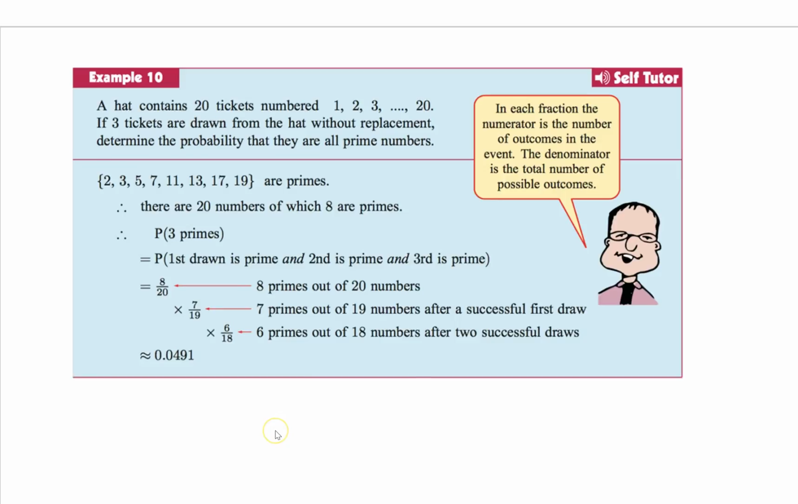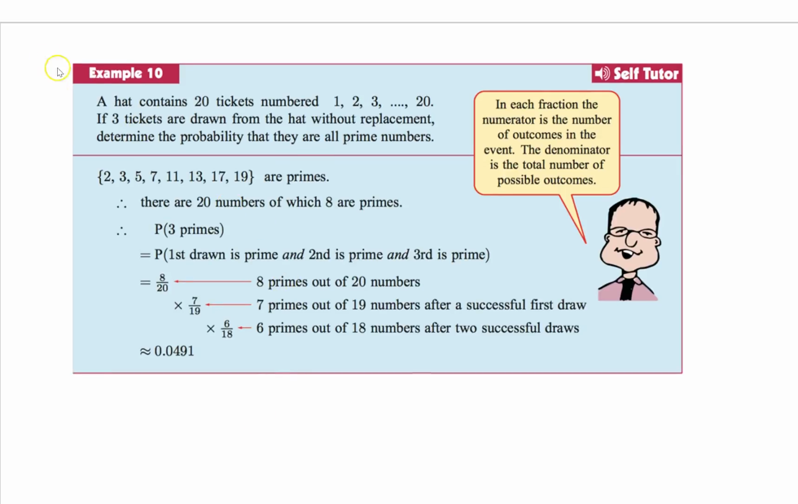So if you look at this example right here, I just wanted to show you. A hat contains 20 tickets numbered 1 to 20. So my total is going to be 20, right? 1 to 20. If 3 tickets are drawn from the hat without replacement, determine the probability that all 3 are prime numbers. So if I'm going to do this, my want is primes. So I just got to count the prime numbers. And right here, they showed the answers. They laid it all out for you. So there's 1, 2, 3, 4, 5, 6, 7, 8 prime numbers less than 20.